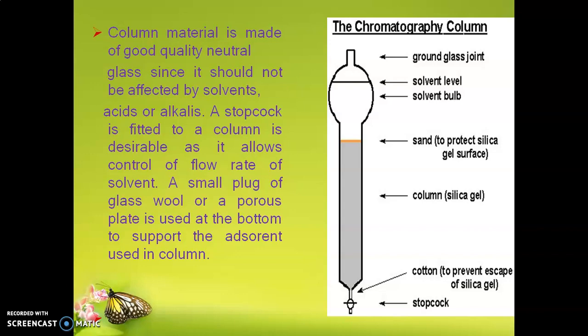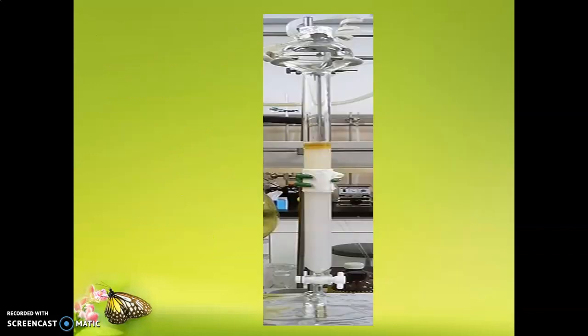Then the column material is made up of good quality neutral glass, since it should not be affected by solvent, acid or alkalis. A stopcock fitted on the column is desirable as it allows control of flow of solvent. A small plug of glass wool or a porous plate is also present at the bottom, which supports the adsorbent or stationary phase. This is the picture of the glass column.